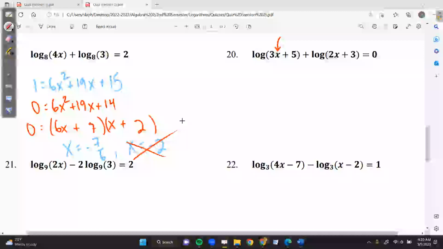-1.1667, whatever you like. But when you put it in, you'll see that he causes no problems. Everything's fine with him. So he gets a box. The other one got a cross. Remember, don't leave answers just naked out in the middle of nowhere. Box them if you like them, cross them if you don't. Don't leave it up to me.